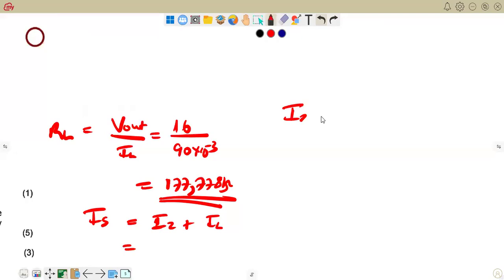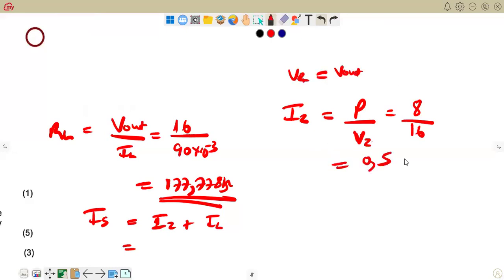So we are saying in order to calculate IZ, why do we need IZ? Because we can use it to calculate IS. So IZ is equal to P over V. What is P? The power of the Zener, which is 8, divided by 16. That's VZ, that's V out as well, right? So we are saying VZ is equal to V out. It's important to note that. So we can therefore calculate it as 0.5 amperes, right? 8 divided by 16.